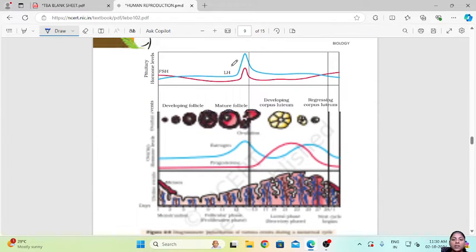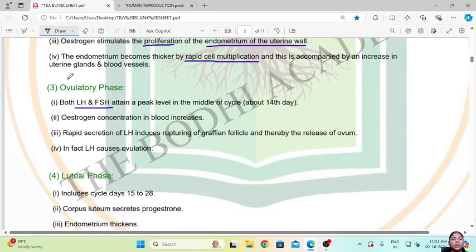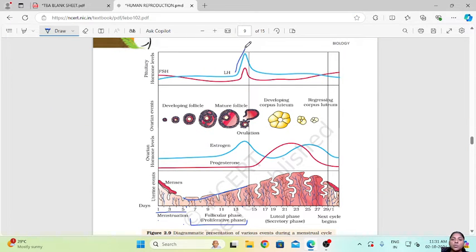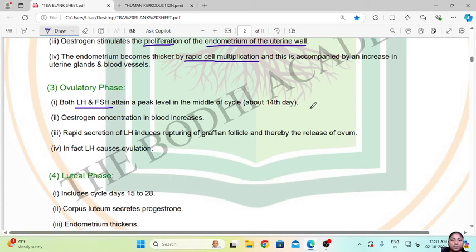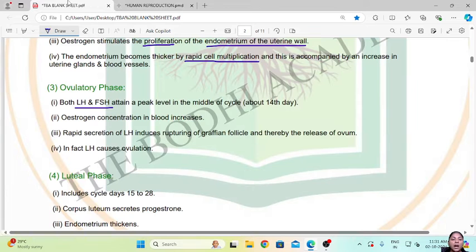As we can see here, in the middle of the cycle, these 3 to 5 days are the menstruation. Then from the 6th day to the 13th or 14th day, it is the follicular phase, where as we can see the endometrial lining is being formed. Then after that, during the ovulatory phase, both LH and FSH will show a peak level. As we can see, they are the highest during these days, at about the 14th day.